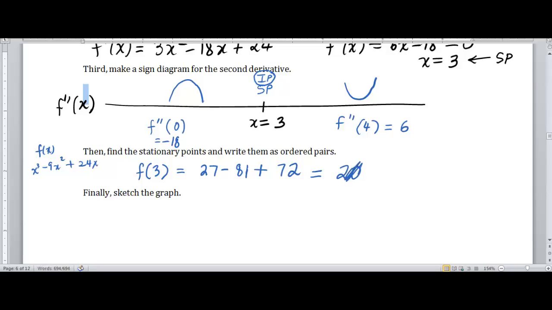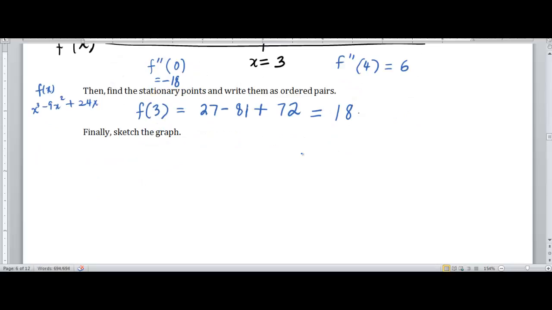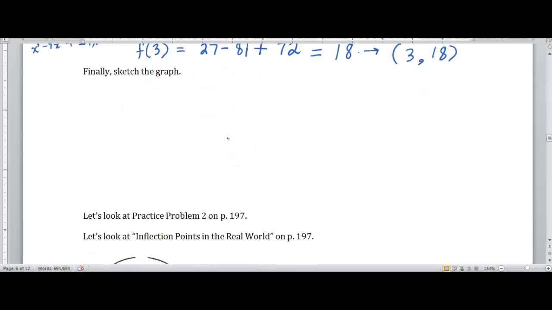Alright, you can also do this on your calculator. I'm just trying to avoid flipping between screens. Sometimes that messes up the computer. So our inflection point, rather, our stationary point, is (3, 18). Okay, now we can sketch this graph.